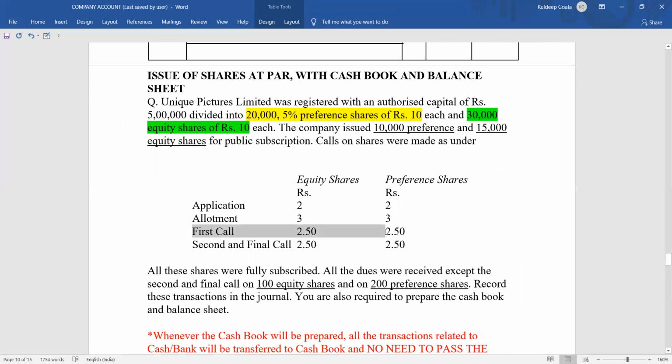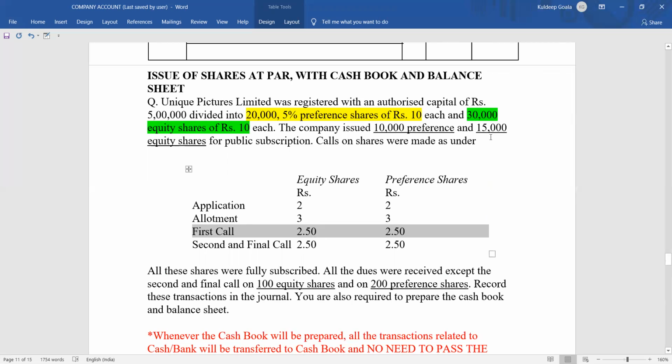Now this question looks quite similar to the previous question, but this is important because the combination of both preference share capital and equity share capital is there. In addition to that, you are learning here about the cash book, and also you will be learning about the balance sheet. Let's see now one by one. So now comes the first call. When the first call is due, what will be the entry? In case of first call being due, the entry will be like this: equity share first call account debit 2.50 into 15,000, right?